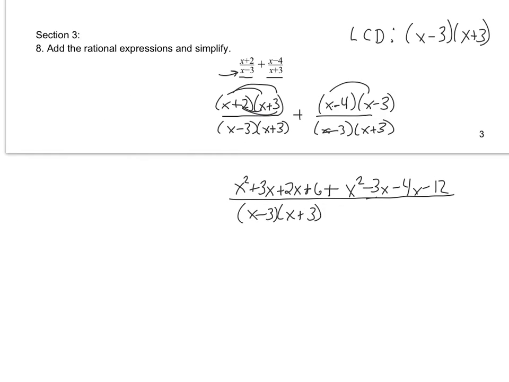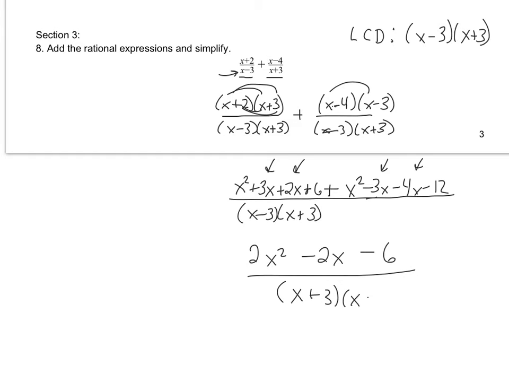Now I'll put all the terms together. I have 2x squared. I have 3x plus 2x, 5x, and 5 minus 3 is 2, 2 minus 4 is negative 2x. And then I have 6 minus 12, which is negative 6. All over (x plus 3)(x minus 3).